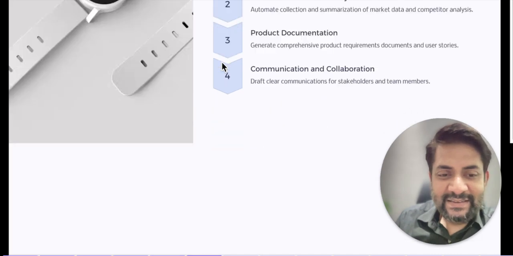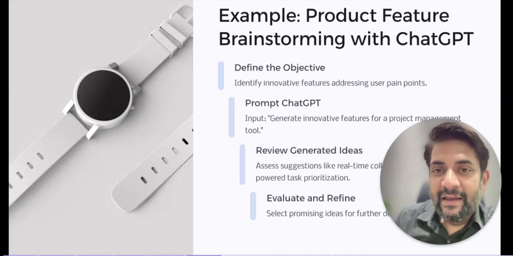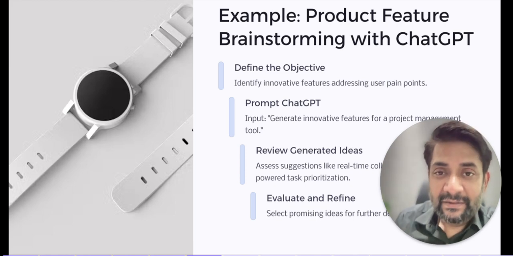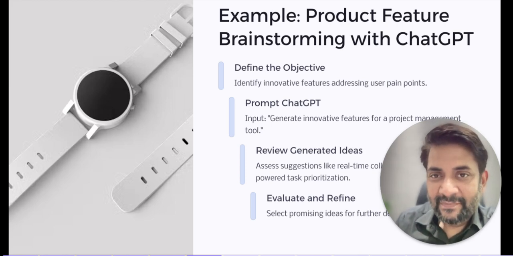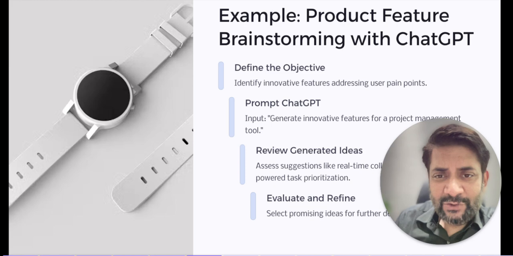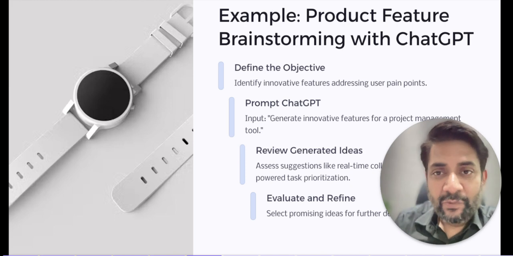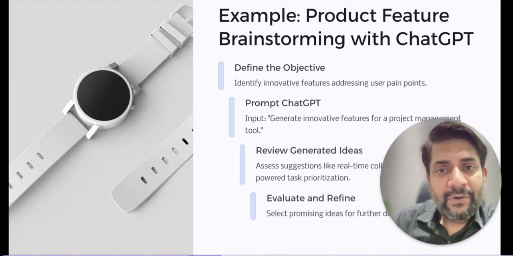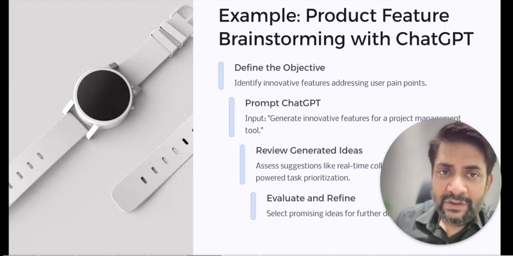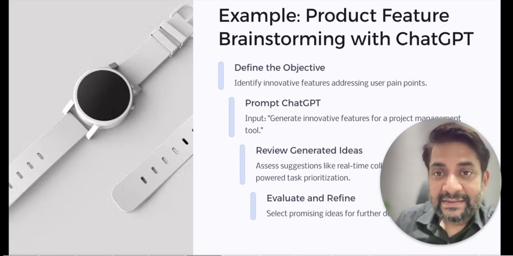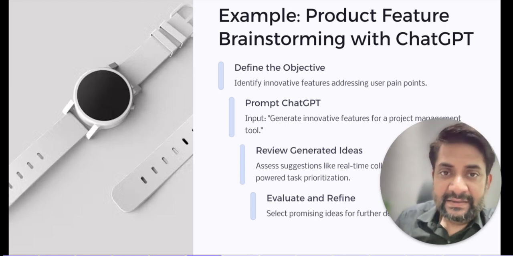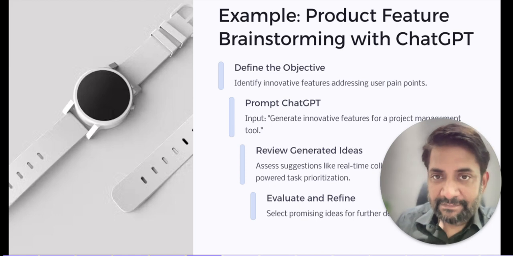Great. So let's take an example. Example of a product feature brainstorming with ChatGPT. Let's walk through a practical example of how ChatGPT can assist in brainstorming new product features. Scenario: you are a product manager for a project management tool looking to add new features to enhance their experience. The aim is to identify innovative features that address current user pain points.